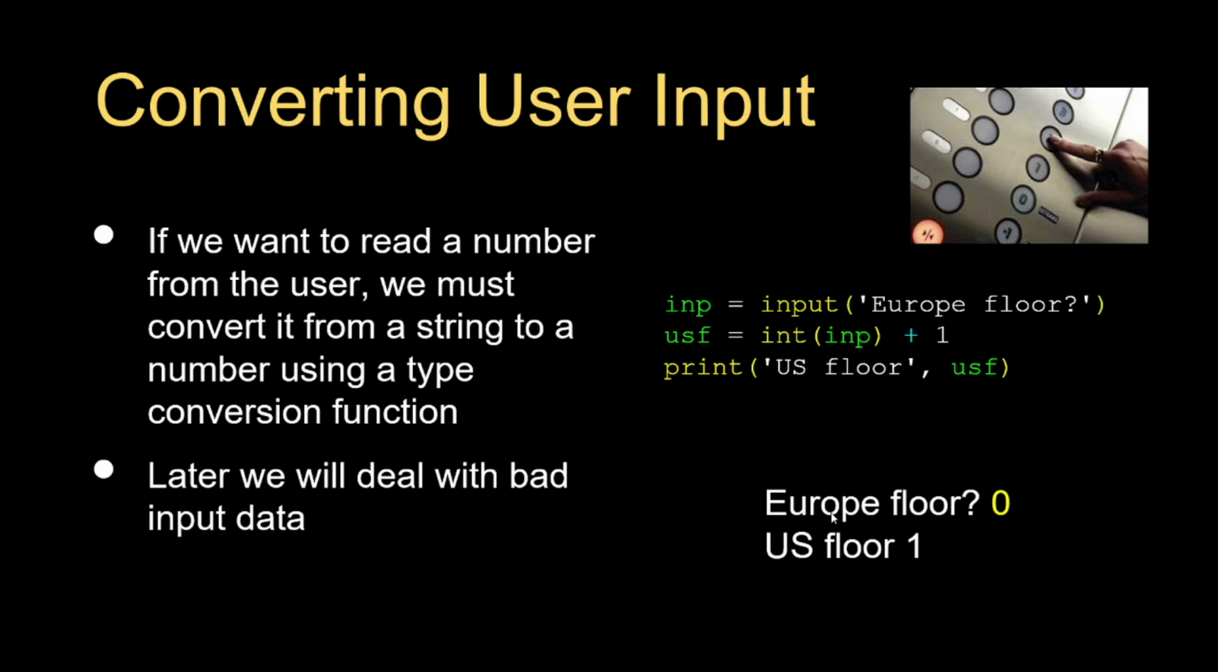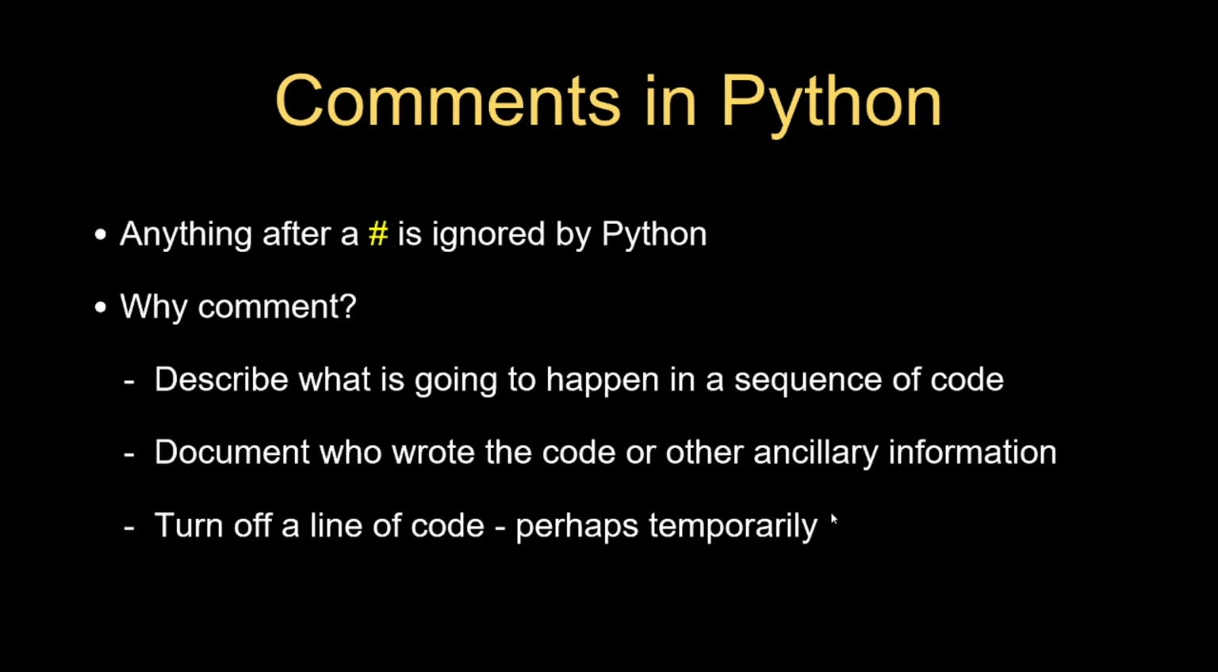So converting user input, we already did that earlier. Comments in Python, which I demonstrated earlier. Anything after a pound sign is ignored by Python. So why is there a need to comment? Comments are used, as I showed earlier, to describe what is going to happen in a sequence of code. It is also useful to document who wrote the code or other ancillary information, or if you want to turn off a code perhaps temporarily.